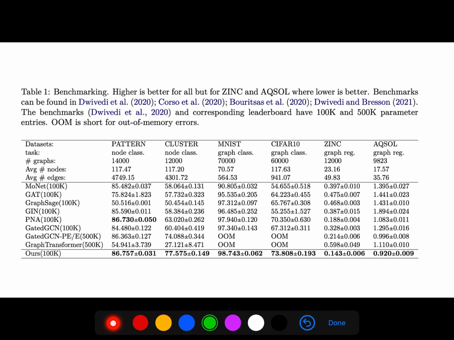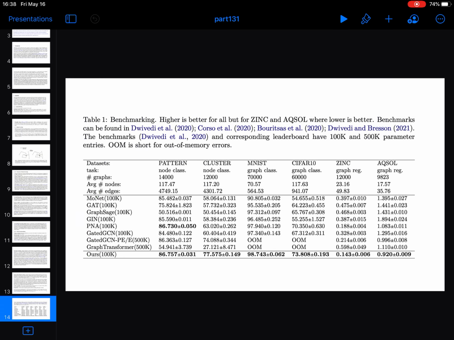So these are the options that you can use, and these are the data sets. They have compared their method with graph transformer, gated graph convolutional network, GraphSAGE, and graph attention, and they see some improvement.